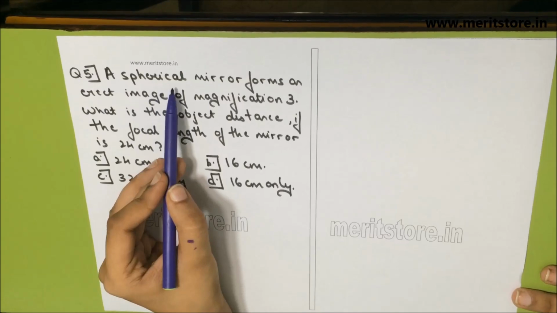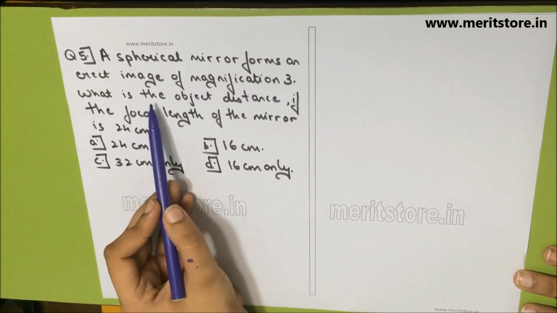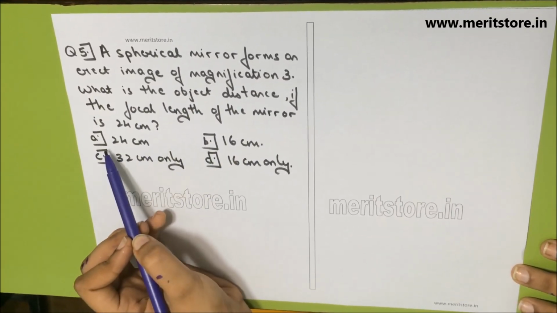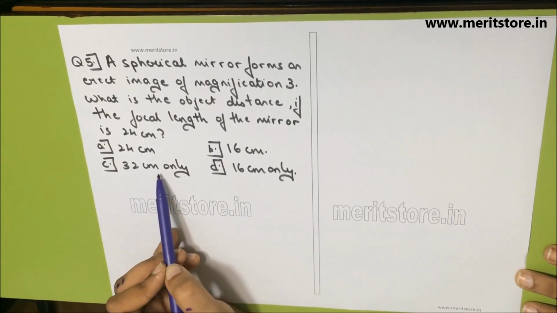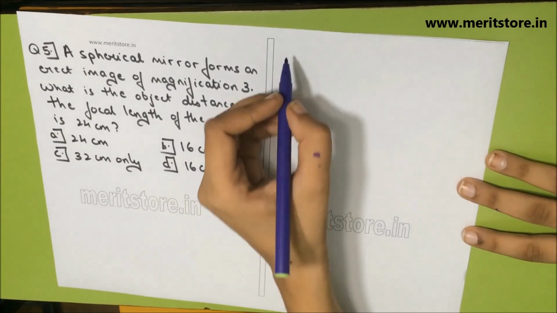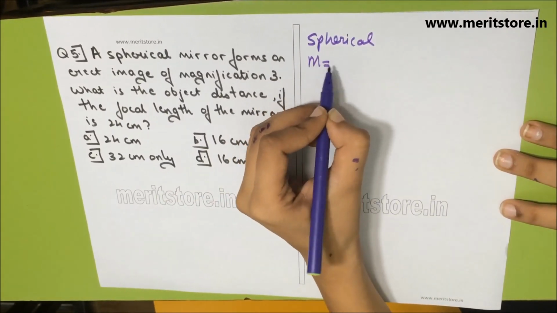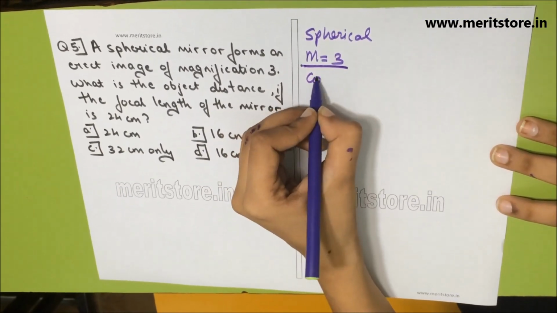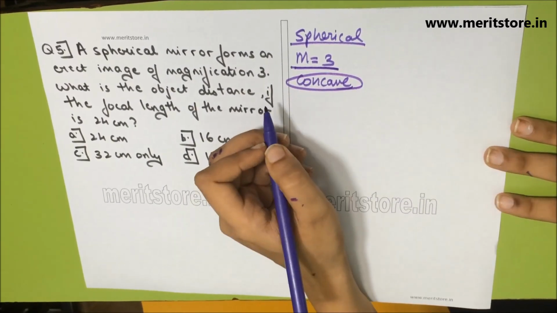Question 5. A spherical mirror forms an erect image of magnification 3. What is the object distance if the focal length of the mirror is 24 cm? A 24 cm, B 16 cm, C 32 cm only and D 16 cm only. So over here we have a spherical mirror, but they have told us that the magnification is 3. When the magnification is 3 times the original, it has to be a concave mirror. So this spherical mirror is basically a concave mirror.